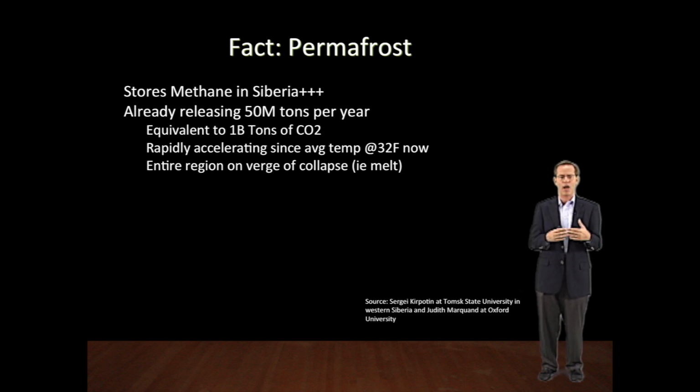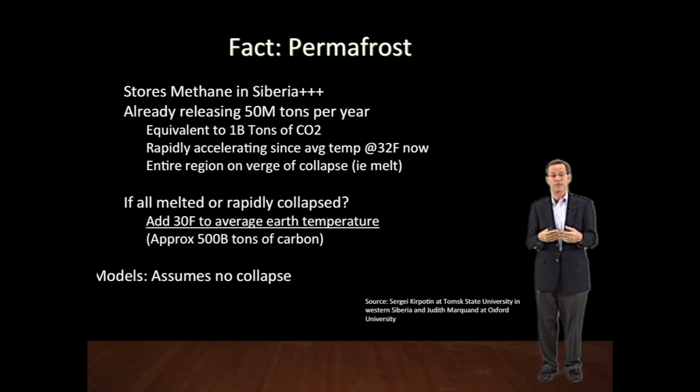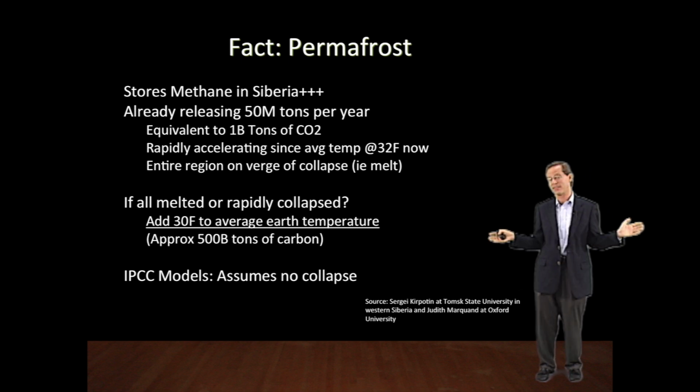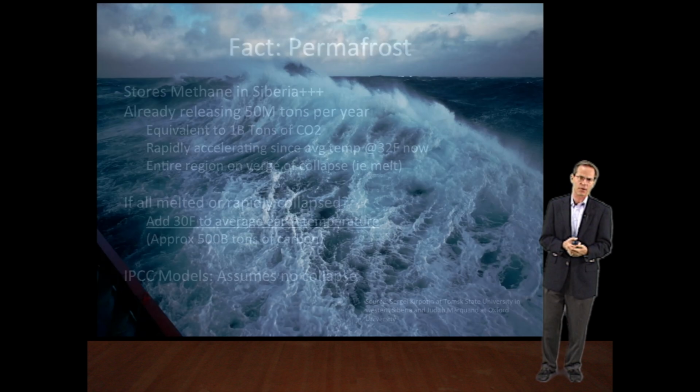And that, unfortunately, is rapidly accelerating since the average temperature in a lot of that permafrost region is now hovering around 32 degrees Fahrenheit. That entire region could be on the verge of collapsing, that permafrost melting and releasing that methane. If it all melted or rapidly collapsed, it would add 30 degrees Fahrenheit over some period of time to the average Earth temperature. That's about 500 billion tons of carbon. Don't even want to think about those scenarios, but this is just a fact. This is happening now. It's happening before our eyes. It's just one of the many things that we're seeing out there.